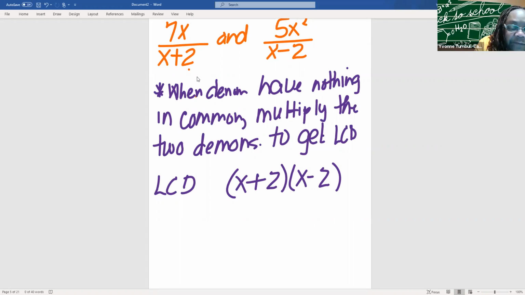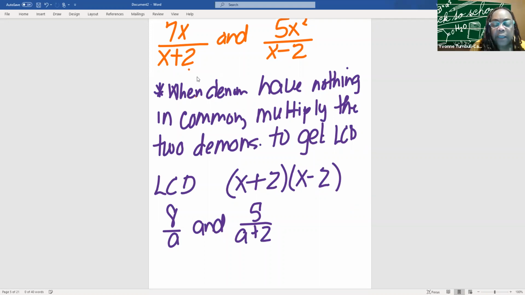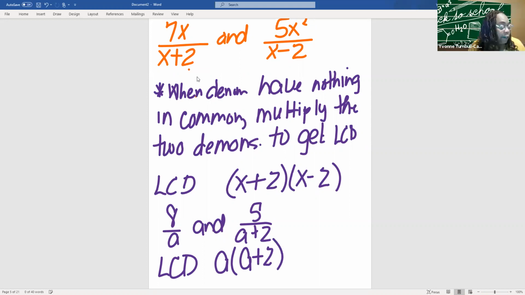Here's another example. We have 8a and 5 plus 5 over a plus 2. Here again, they have nothing in common, so I can't write the LCD the way I would need to. So my LCD would be made by multiplying a times a plus 2. And it's as simple as that.